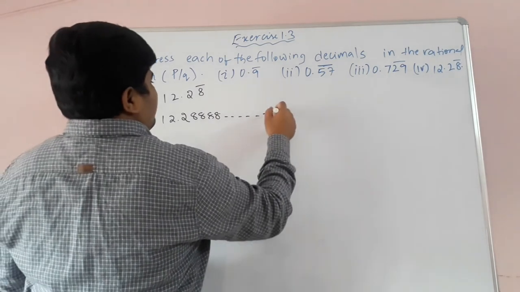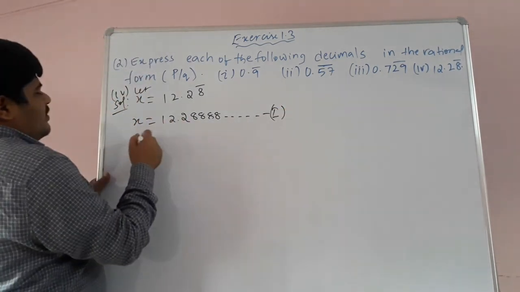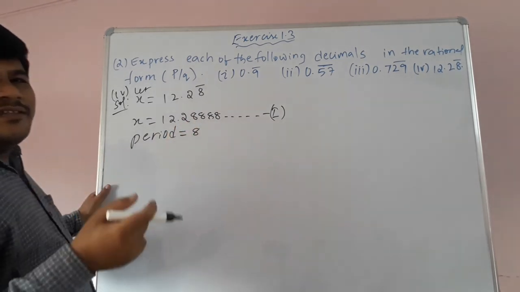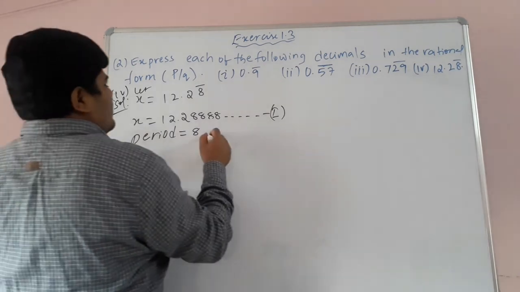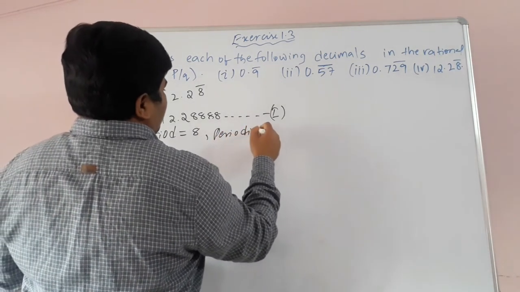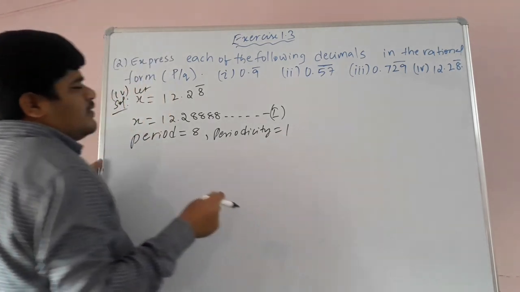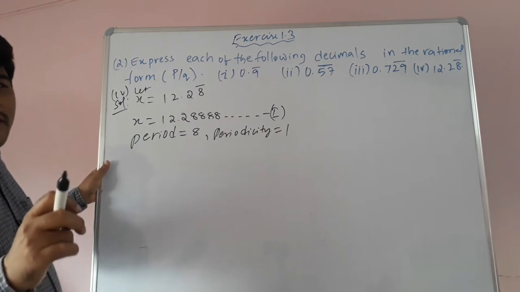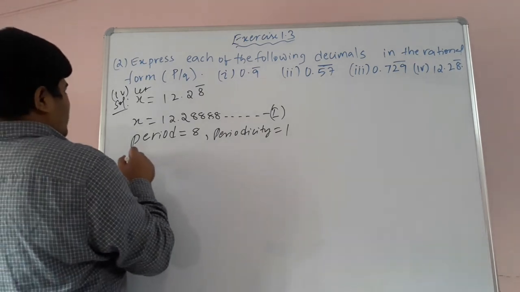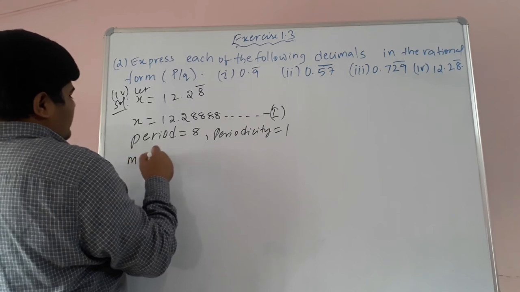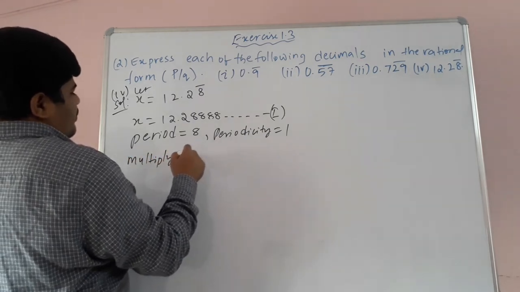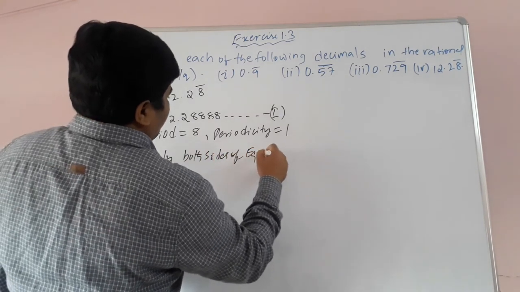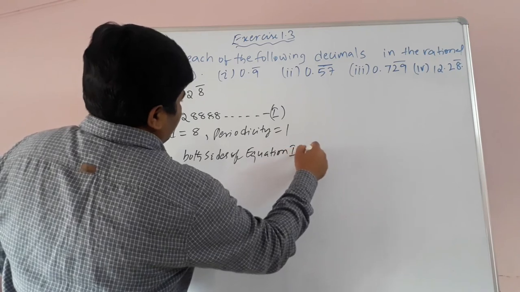So you take this equation as 1. In this, what is the period? The period is 8, children. How many digits are repeating after the decimal point? Only one digit. So periodicity is 1. So children, if periodicity is 1, with which number do we have to multiply both sides of the equation? With 10. So multiply both sides of equation 1 with 10.